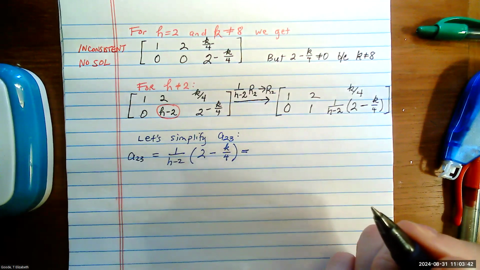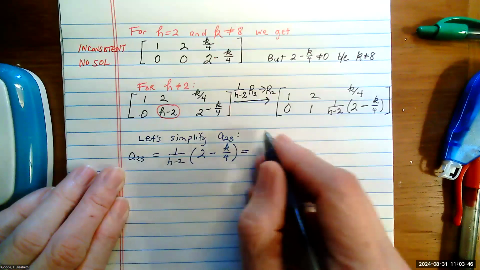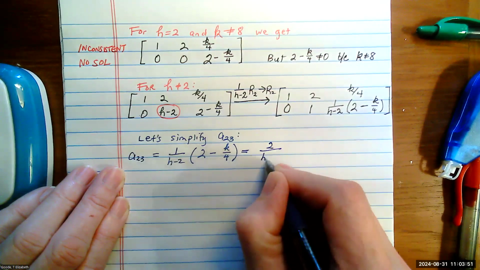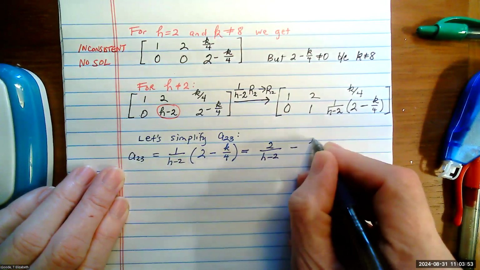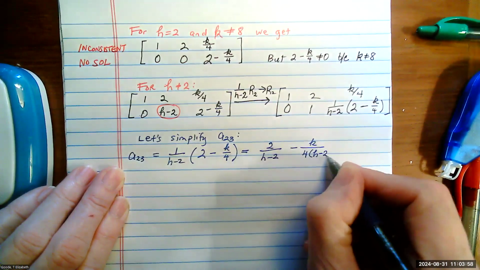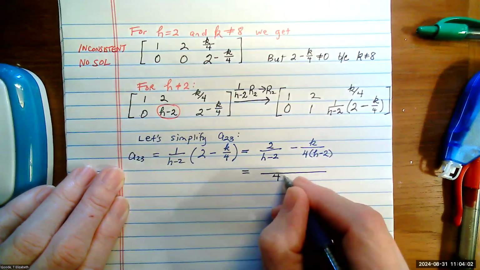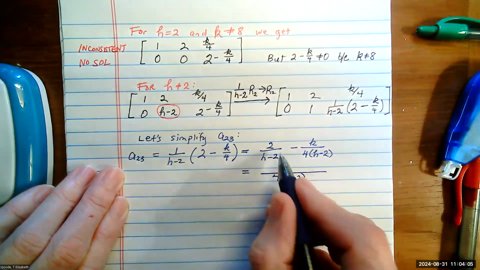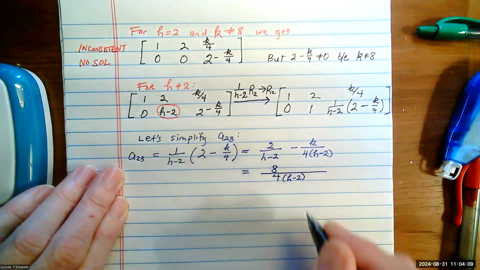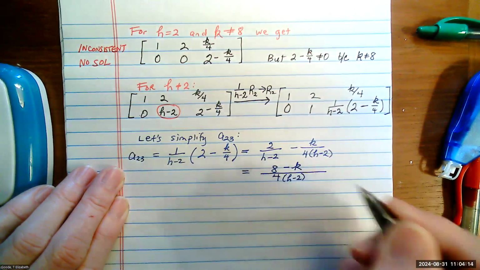Yeah, okay. Well, there are a couple of different ways to do this, but let's attack it this way and see what happens. So we have 2 over h minus 2, minus k times 4 over 4 times h minus 2. And we can get a common denominator. All right, so 4 times h minus 2. Now, 2 is already over the h minus 2, so we simply have to multiply it times the 4 to get 8. K is already over the common denominator.